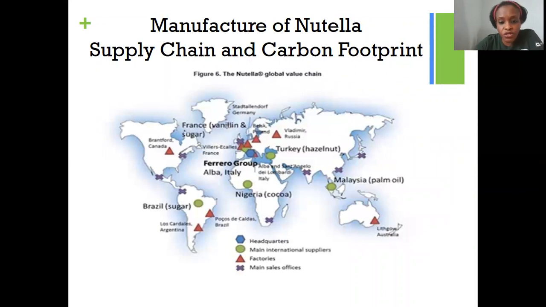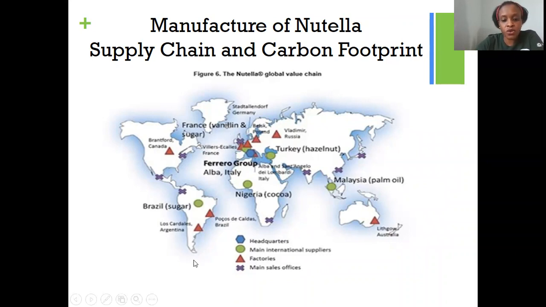So here we have the supply chain of Nutella, and I want you to take note of the green circles. The green ovals or circles are where raw materials are gotten from. So cocoa is gotten from Nigeria, palm oil is gotten from Malaysia, Brazil provides sugar, Turkey provides hazelnut, and then I think France gives a bit of vanilla and sugar. So those are the sites for raw material extraction.